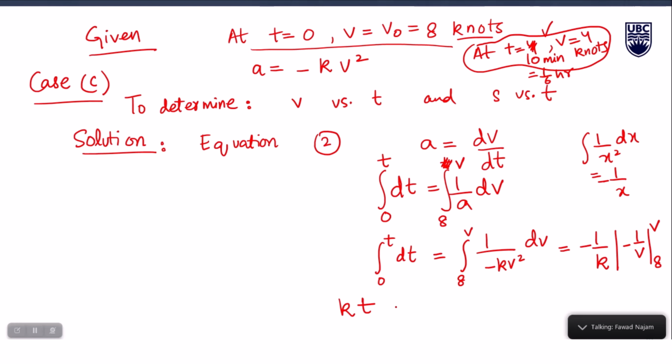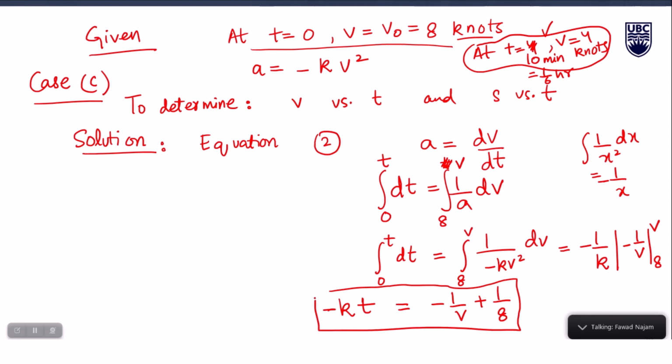Let's take minus also on the other side, so minus kt, and this will become minus 1 over v plus 1 over 8, right? So when you have upper minus lower, then this sign will become plus, right? So this will actually be my equation relating v and t. So the first thing to determine was v versus t, and that can be determined readily, right?